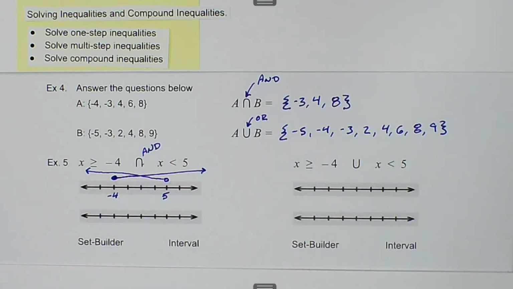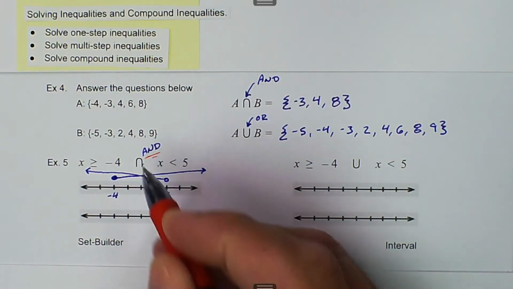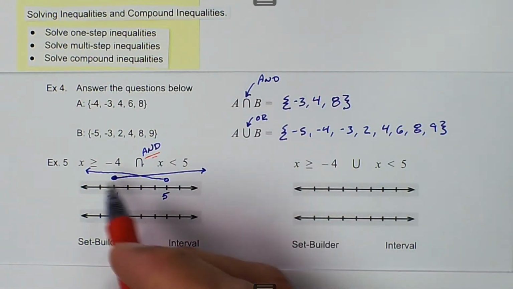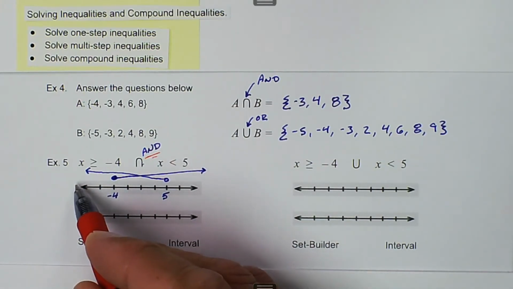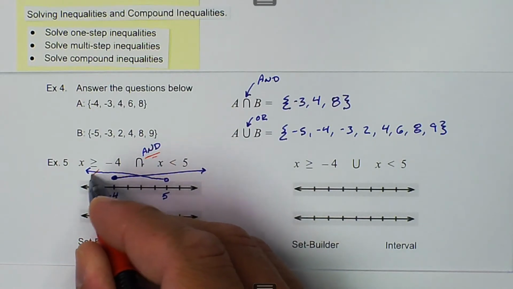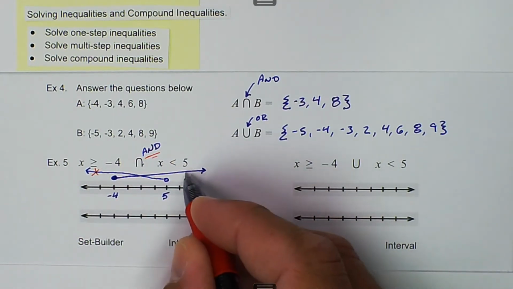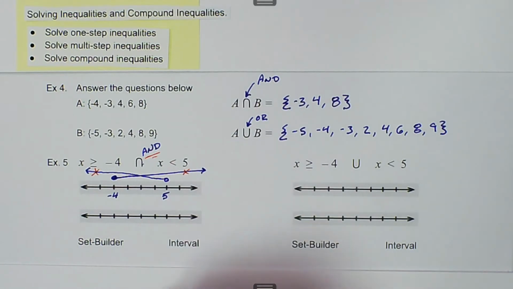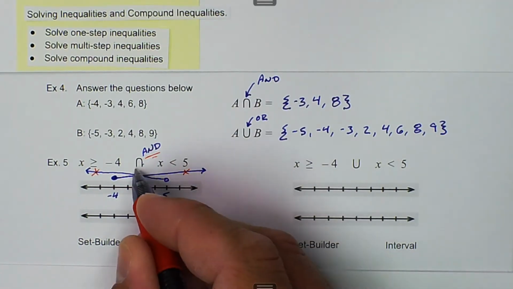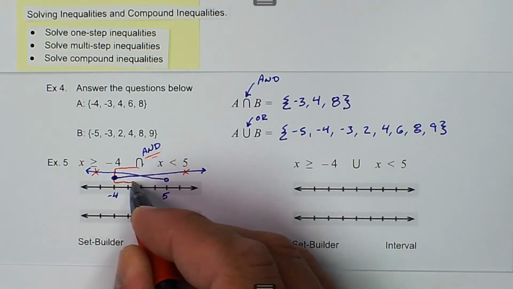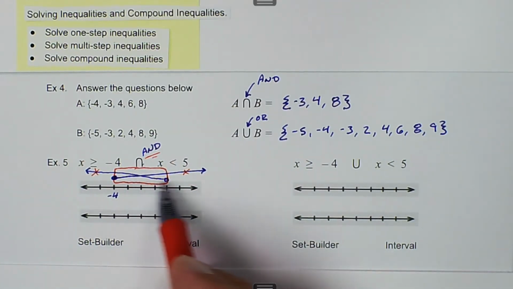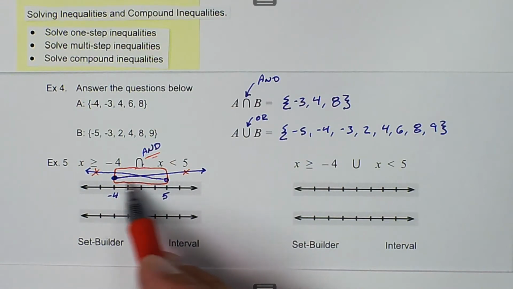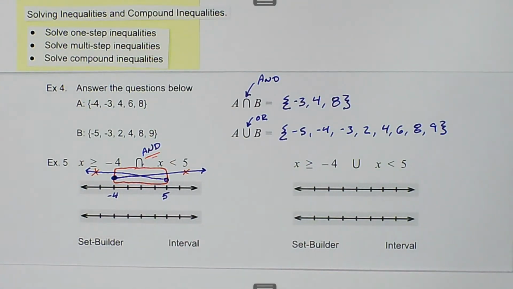But now we have to pay attention to how it's joined. So this says and. So that means it has to be in both. Over here, less than -4, that's not in both. It's only in one. And above 5, that's only in one. So the part where it intersects, or the part that's in both, is where these two number lines overlap or they cross.